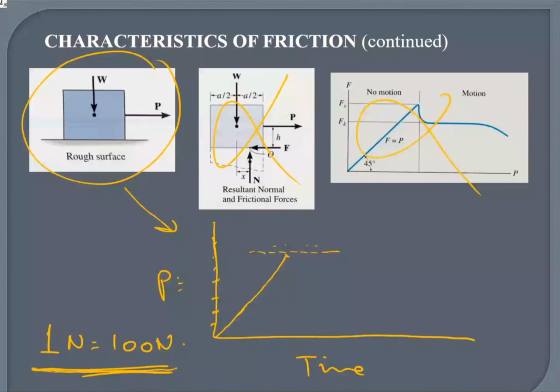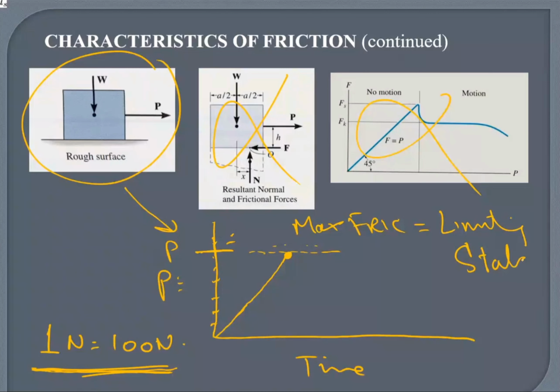Okay, and this is the point just before the object moves. That is your P value, and this will be your maximum friction. Maximum friction, and we can also call it static friction, maximum static friction or limiting friction. So let's look at the diagram. It will make more sense.